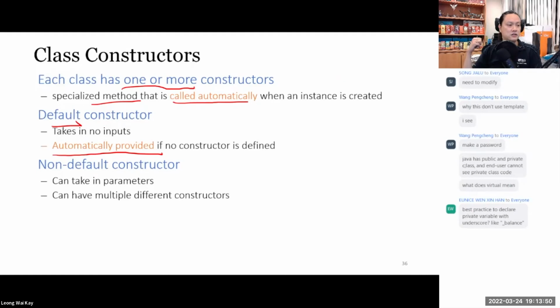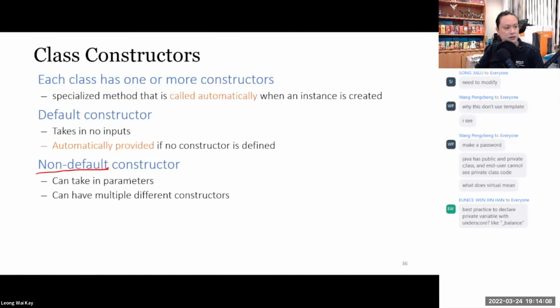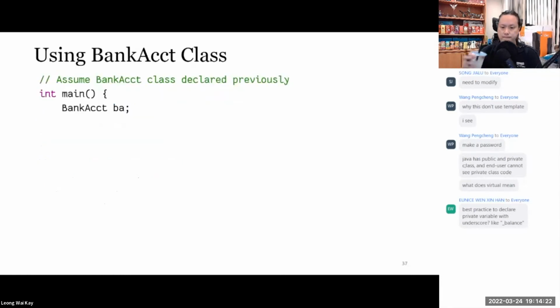So obviously, most of the time, the default constructor is insufficient for what we need. We need to give some initializing values. So we must write our own non-default constructor. They can take in parameters, and we can have multiple different constructors. In a sense, it is overloading the constructor using different signatures, the signature being the number of inputs and the type of input.